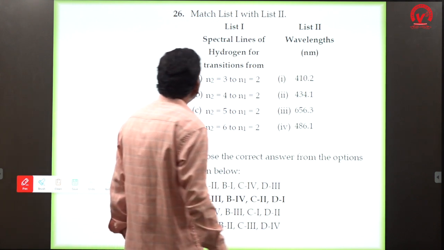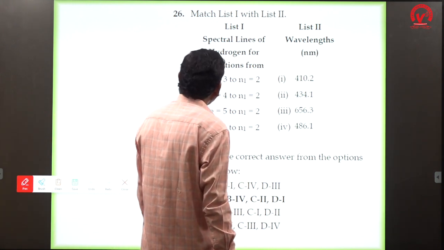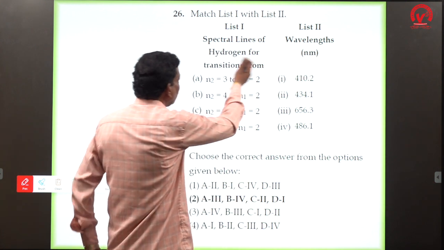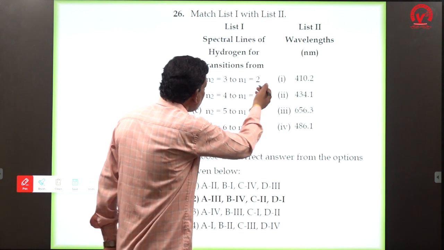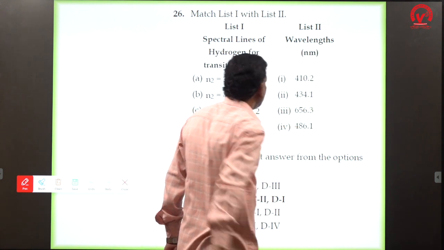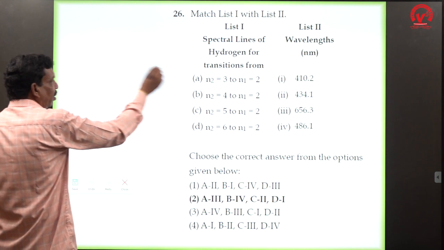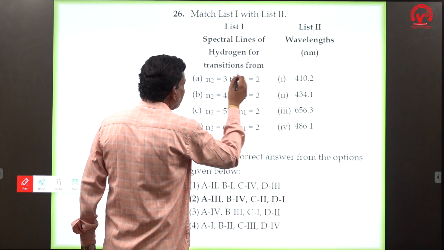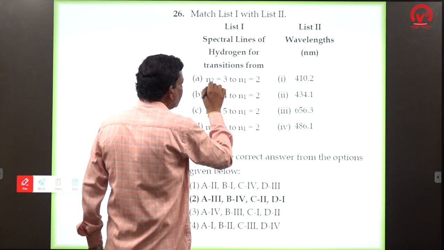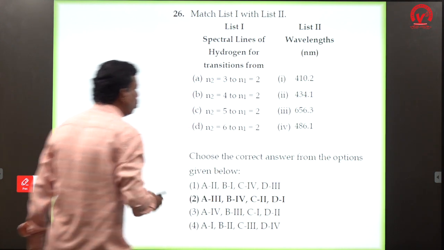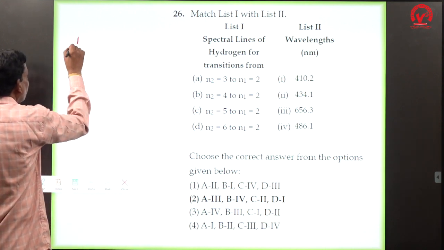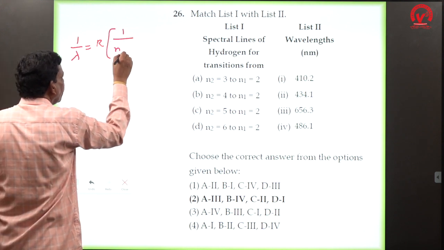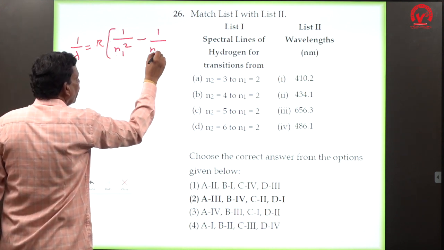Next, match list 1 with list 2. They have given spectral lines of hydrogen for transitions and the wavelengths are asked. First one, second excited state to first excited state, that is N2 equal to 3 to N1 equal to 2. What is the formula for wave number? 1 by lambda is equal to R into 1 by N1 square minus 1 by N2 square.